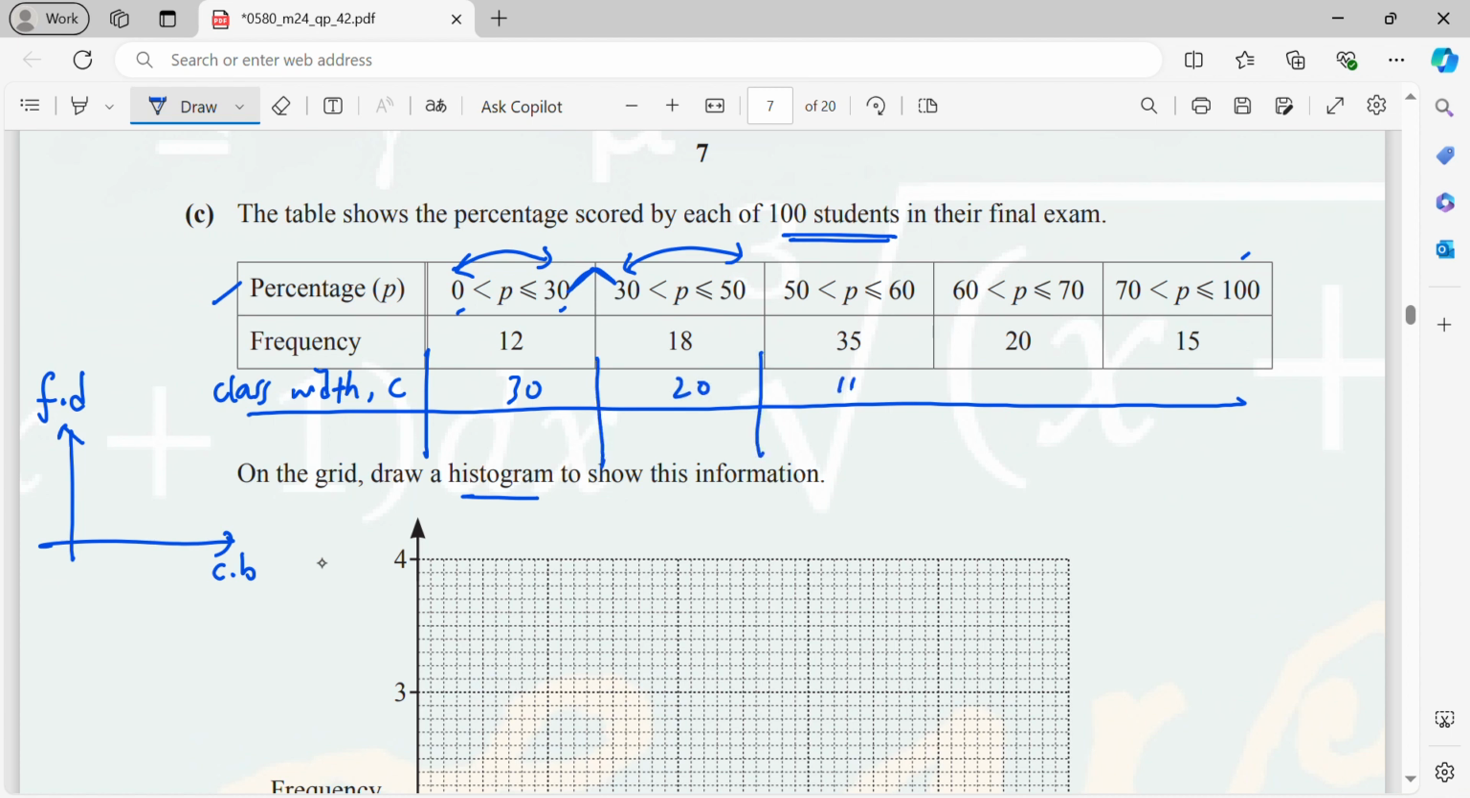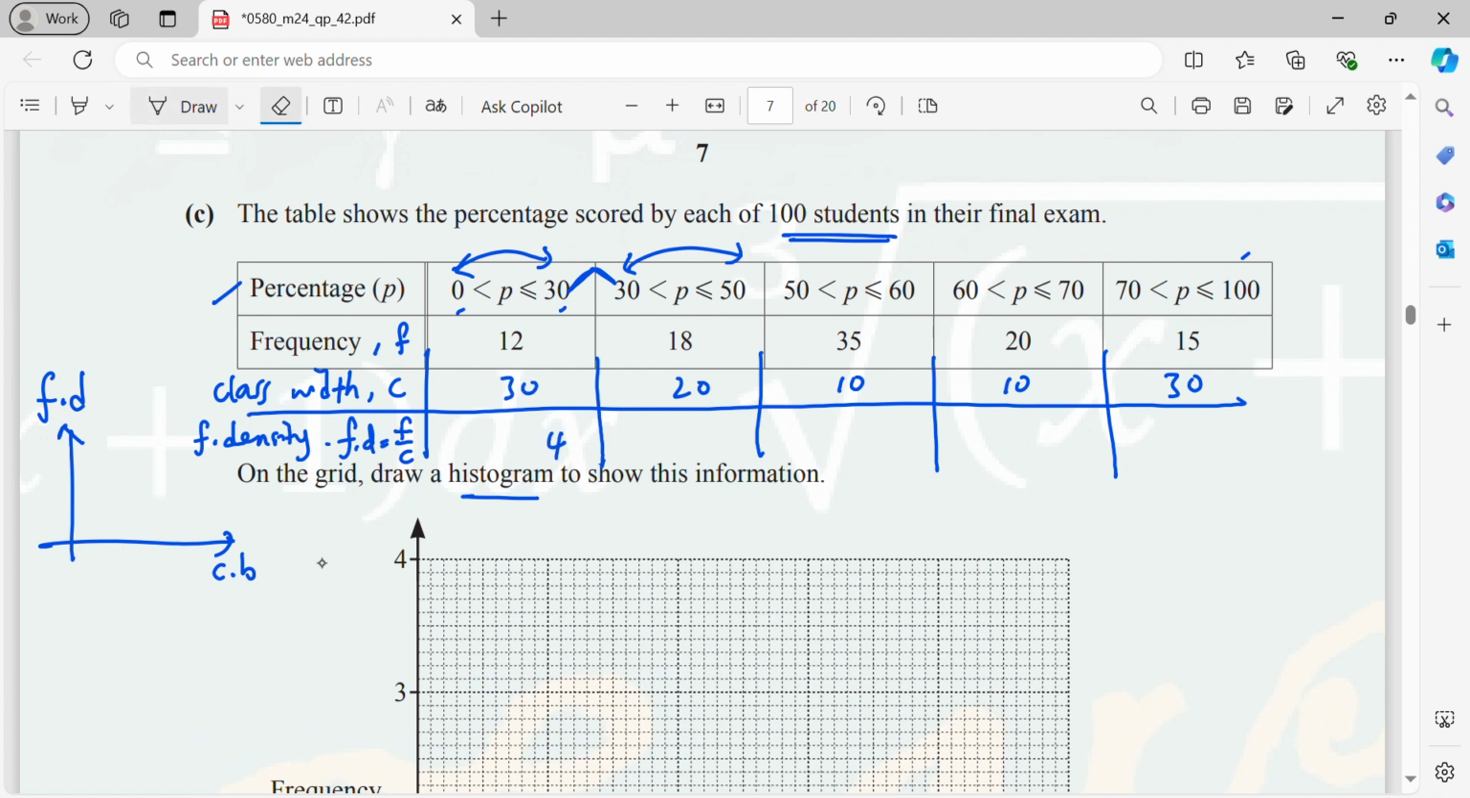60 minus 50 is 10. 70 minus 60, you get 10. Then at last, 100 minus 70 is 30. Now, next is frequency density. Frequency density equals F over C, where F is the frequency. So now 12 over 30, just do the calculation. That will be 0.4.